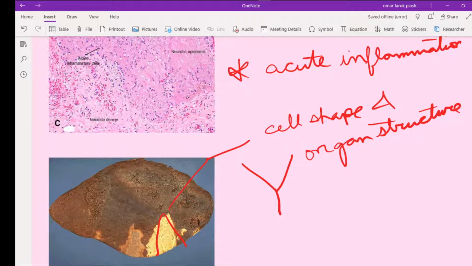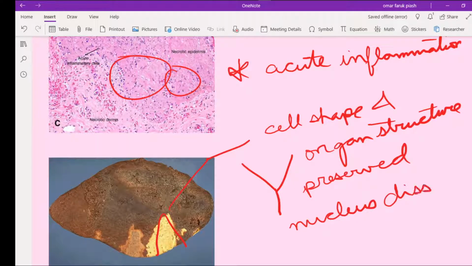Cell shape and organ structure are preserved by coagulation of the protein, but the nucleus disappears. Like I have told you, in here there is no nucleus. So the nucleus disappears, but it holds its own architecture, its shape and organ structure. And the area of infarct is wedge-shaped. And red infarction arises if blood re-enters a loosely organized tissue, like pulmonary and testicular infarction. This is all about coagulative necrosis.